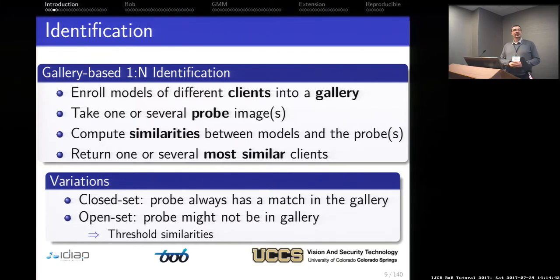And there are two variations of that. One is the closed set identification, where you guarantee that the probe always has a match in the gallery. That's, again, the simple case. And there's the open set identification, where the probe might not actually be in the gallery. This is very difficult because you will need a score that is low for everyone in the gallery, so that it is below threshold for everyone in the gallery.